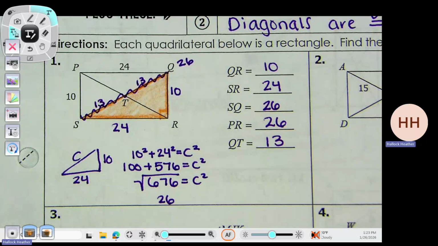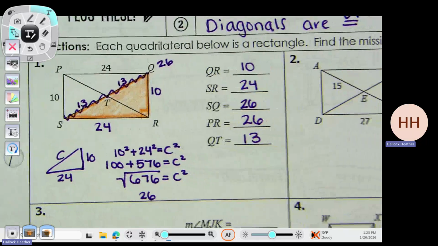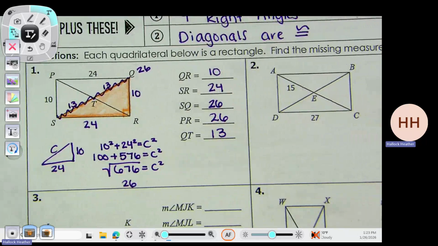So try number 2. You're going to move your numbers around to start. 15 can move around to all of the little diagonal pieces. 27 can move to the top. Is there any decimal? Yes, there are decimals. When you do the Pythagorean theorem, typically you get a decimal. So don't freak out if you get a decimal. It was just nice for number 1 that it came out to be a whole number. Do math.